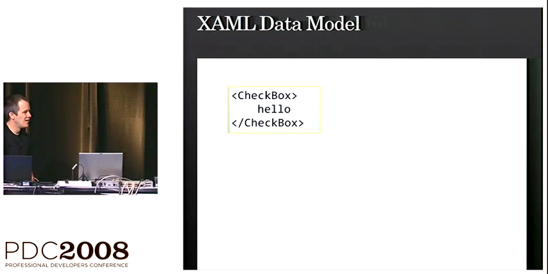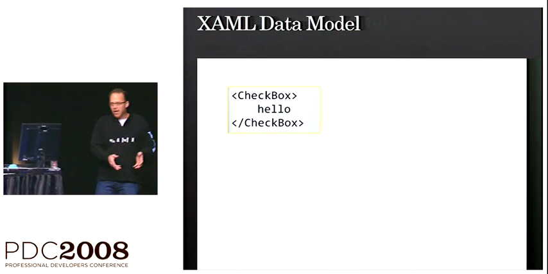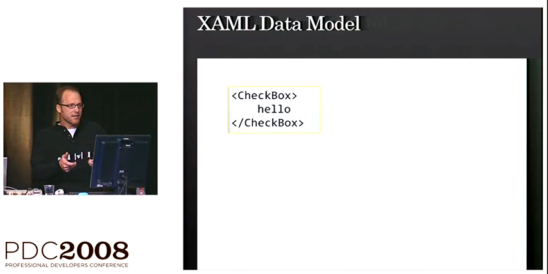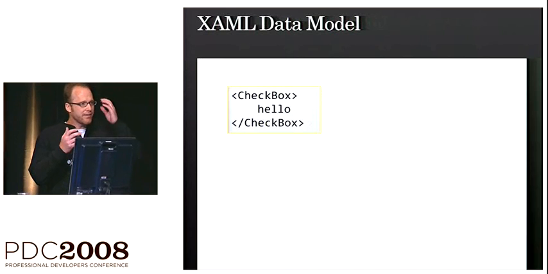When you start with a checkbox in XAML and you have a text node in there, in the XML world, that's an element with a text node inside the child nodes. So I can get that.